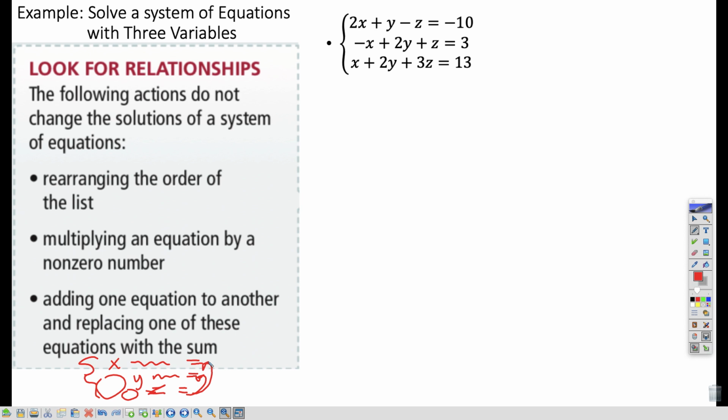So once you get that written down, our system of equations we have is 2x plus y minus z equals negative 10. Negative x plus 2y plus z equals 3. And x plus 2y plus 3z equals 13.